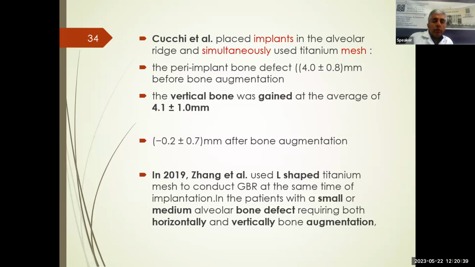And in the Zhang et al. study, an L-shaped titanium mesh, as you could see in the two slides before, was used to conduct GBR at the same time as implantation, in patients with small to medium alveolar bone defects requiring both horizontal and vertical bone augmentation.